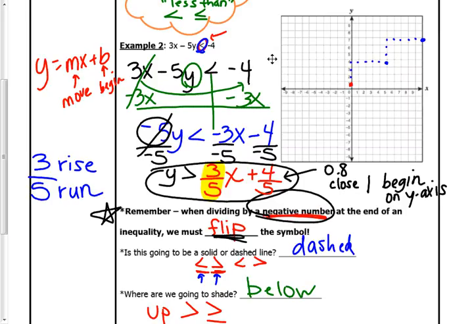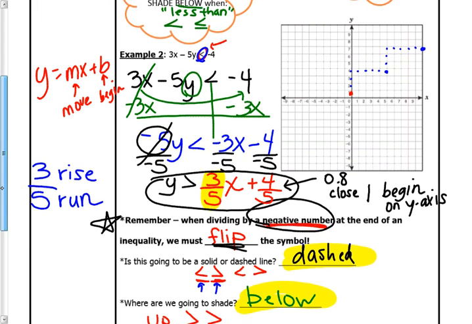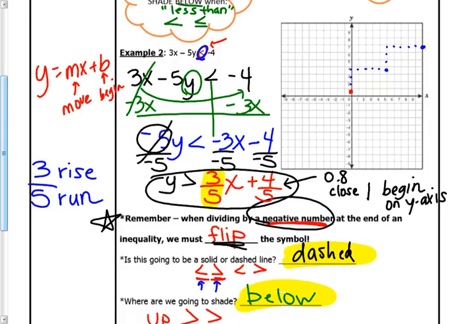But we've got to be careful with these because we said inequalities are special, because we're either going to have a solid or dashed, and we said it was going to be dashed, and then we also have to shade, and we've got to shade below, okay? So the first thing we're going to do when we connect our dots is we're going to connect them with a dashed line.